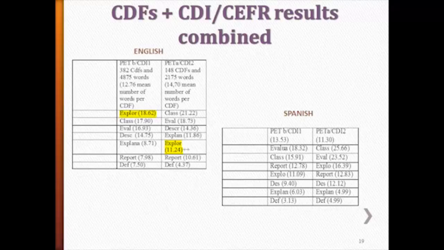We combined the results on the content test with the results on the English proficiency test. Again, we found in English that explore moved around. Explore was used significantly more in English by the group which had a higher score in the English test and a higher score in the content test. So we start to think, well, what's going on here with this cognitive discourse function of explore? Why is it the one that seems to move around a bit more?